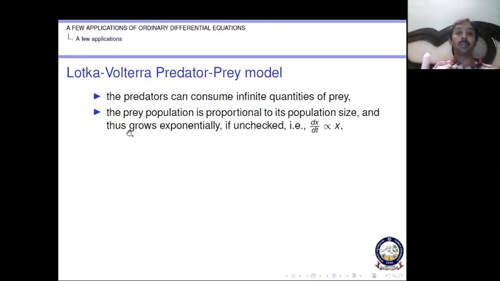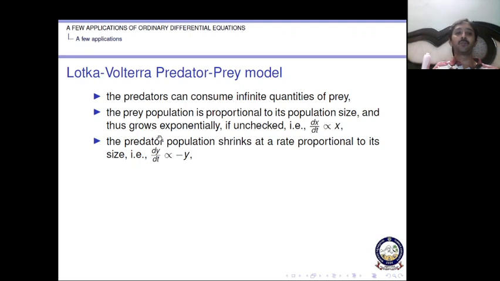Fine. Another thing is that the population grows exponentially if unchecked. That means if there is no other factor and the rabbits are not being consumed, then the population of the rabbits is going to grow exponentially. Yeah, this expression is going to be very important for the further discussion.